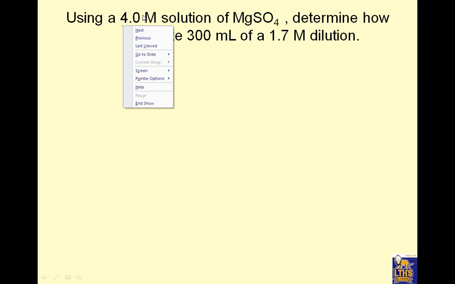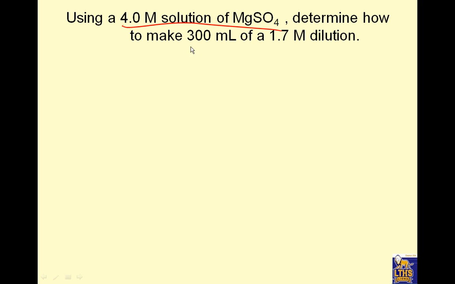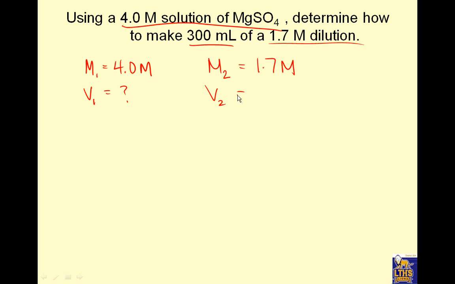So if we have a 4 molar solution of magnesium sulfate, 4 moles for every liter of magnesium sulfate, how can we make 300 milliliters of 1.7 molar dilution, which is a diluted solution of magnesium sulfate? Okay, big molarity, so M1 is going to be our 4.0 molar. The big one, we want to know how much of that should we use to make our smaller one, right? And how much of the smaller one?